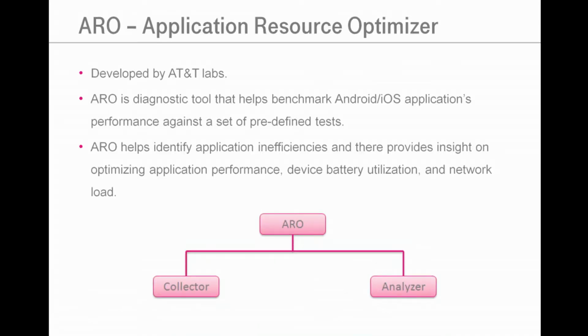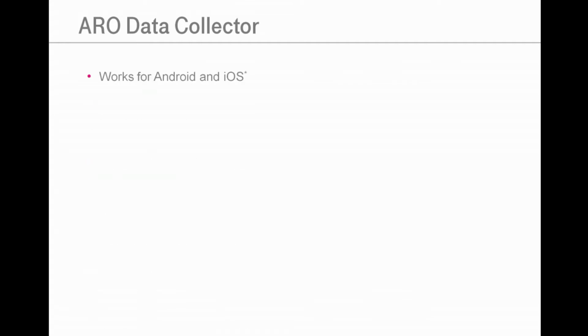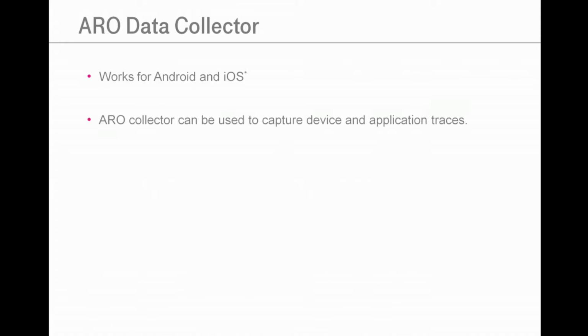So the collector component, it's an APK that you can install on your Android device. And now it's also available for iOS as well. But for the iOS piece, you have to be tethered to a Mac in order to use it. The Android one is standalone. It is used to capture device and application traces. So it does network traces as well.